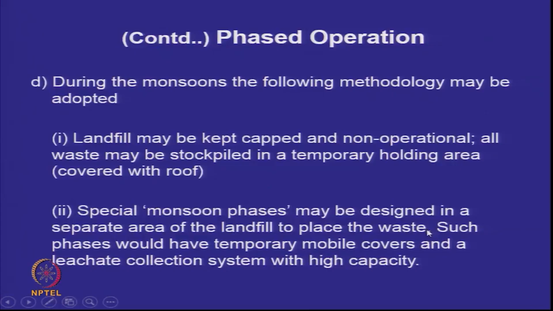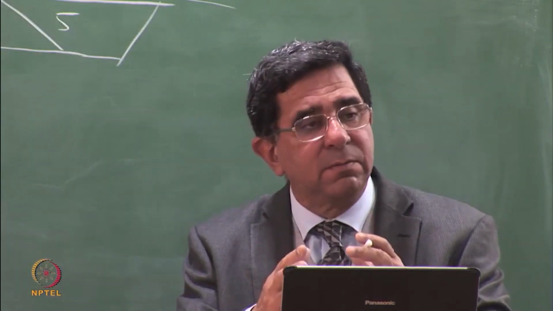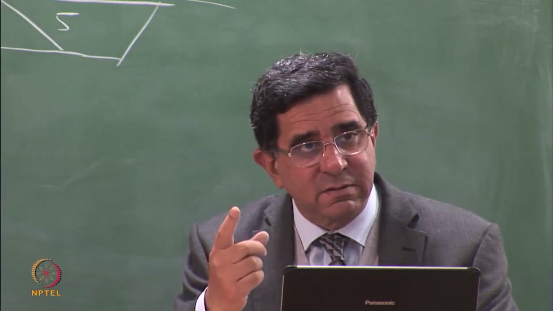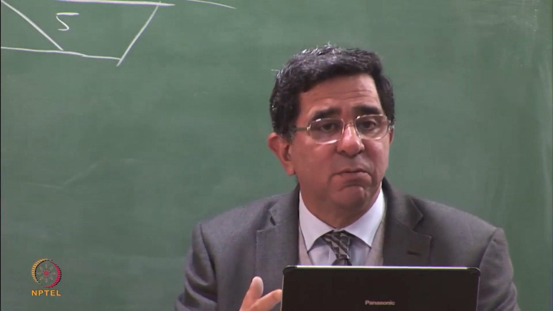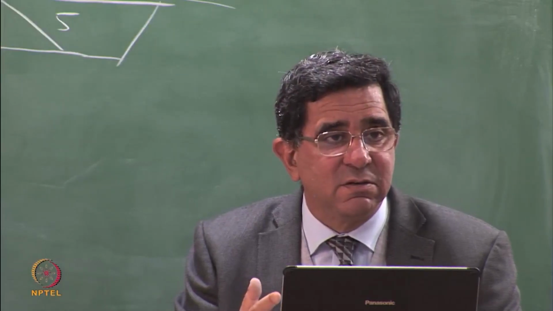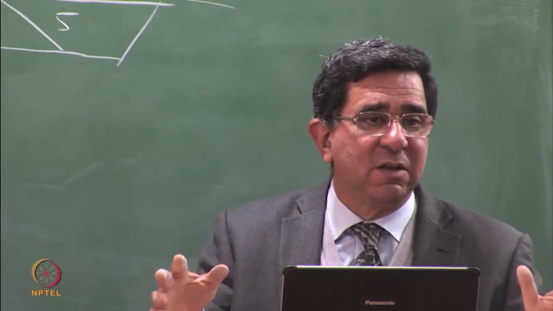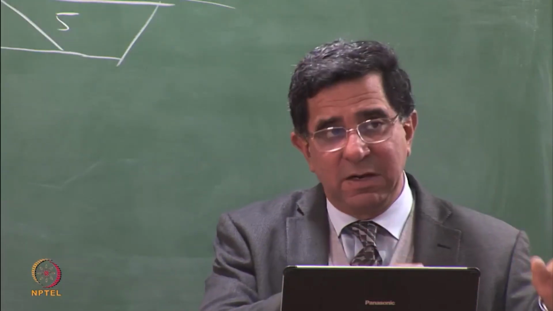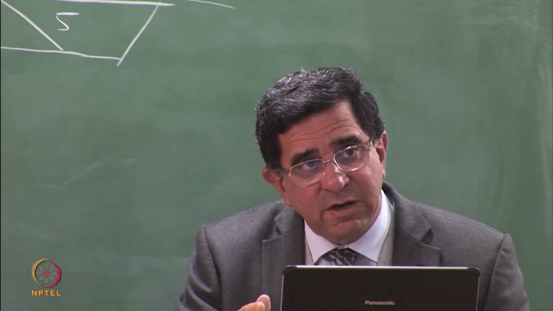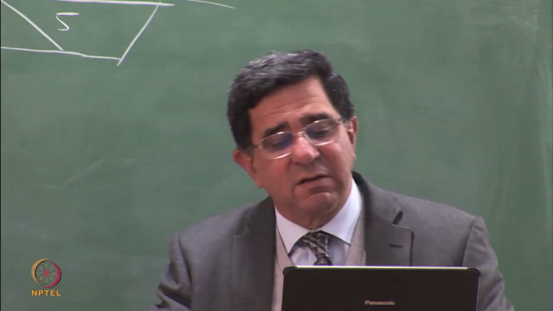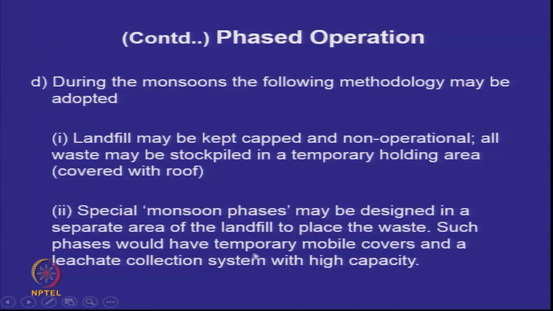So what happens is, during the monsoon the waste is smaller, but the rain is more intense. So your leachate collection systems have to be of larger capacities. So you may make a monsoon phase: during the monsoon I will not place it in the main landfill, I will send it to my monsoon phase. I will try and put it only in the weather window when it is permitted, but still you make that for handling larger leachate. So such phases would have temporary mobile covers and a leachate collection system with high capacity. So monsoons have to be treated either this way or that way.